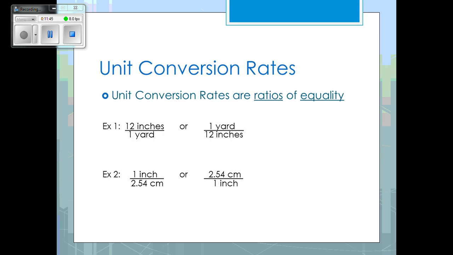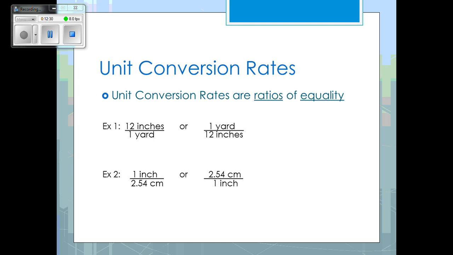Unit conversion rates are ratios of equality. So you have here on the screen example 1, 12 inches over 1 yard or 1 yard over 12 inches. These are conversion rates because 12 inches is equivalent to 1 yard. Example 2, we have 1 inch over 2.54 centimeters, or the reverse, 2.54 centimeters over 1 inch. 2.54 centimeters is equivalent to 1 inch. So these would be our unit conversion rates between centimeters and inches.